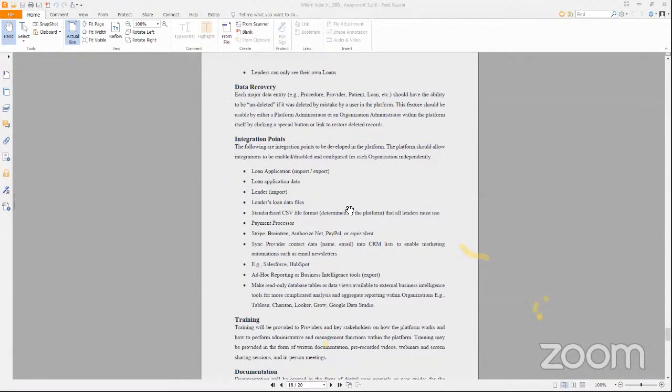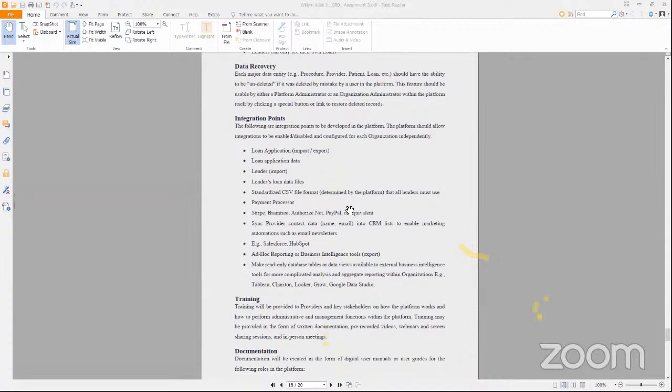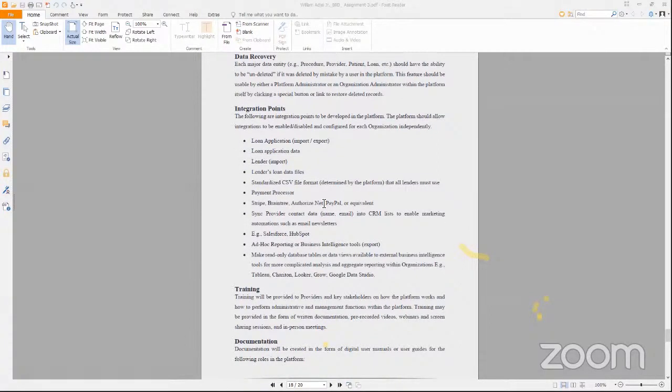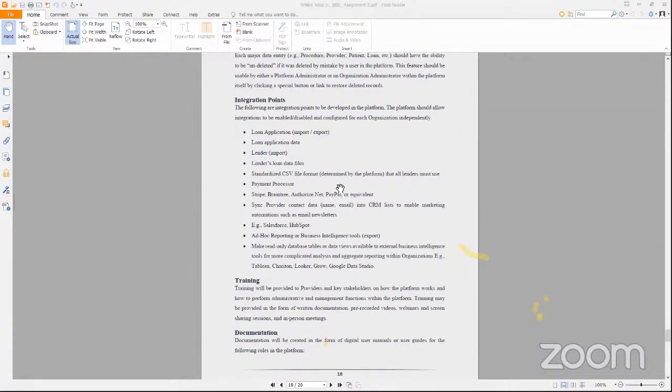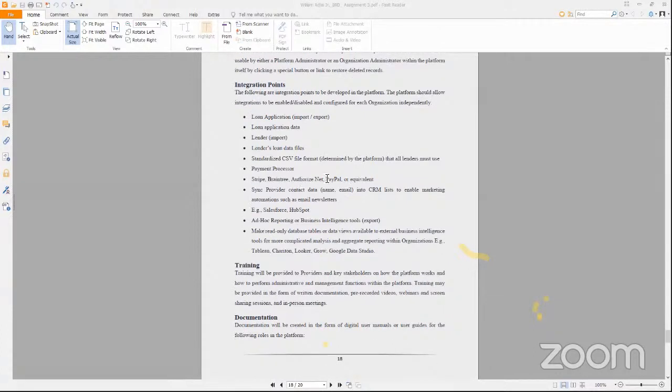So the platform should allow integrations to be enabled or disabled for each hospital independently. So we have our loan application, loan application data, a lender, the lender's loan data file, in CSV or Excel format, then the payment processor, which could be Stripe, Braintree, Authorize.net, PayPal, or any other.